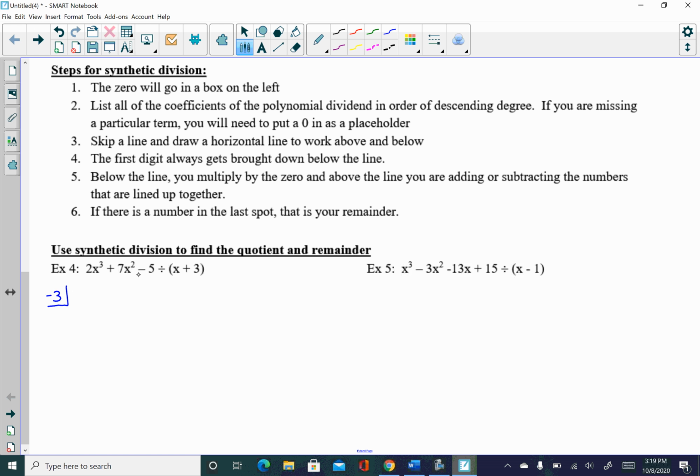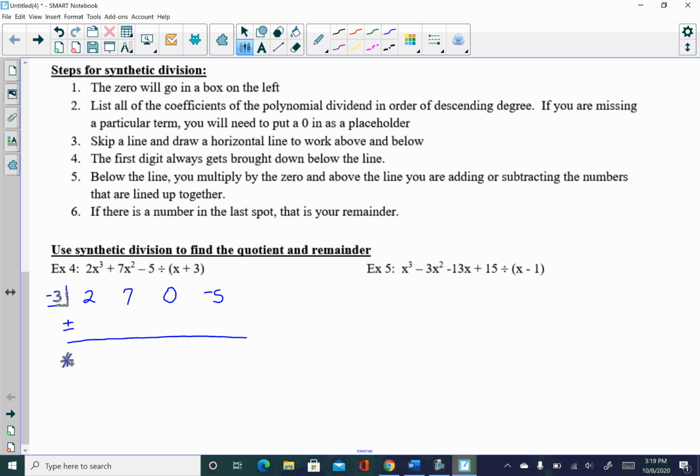I line up the coefficients of my polynomial. Notice how it's x cubed, x squared, and then it jumps to numbers. So I'm going to have the 2 for the x cubed, then I have my x squared. I'm missing the x term, so I put in a 0, and then I put in my negative 5. Skip a line on your paper, and then just draw yourself a blank line. Above this line, you will be adding or subtracting. Below the line, you multiply.